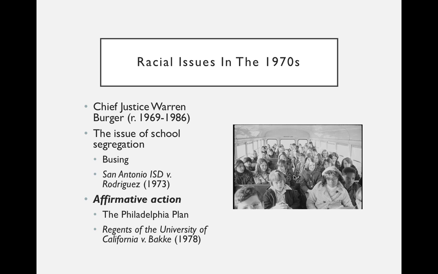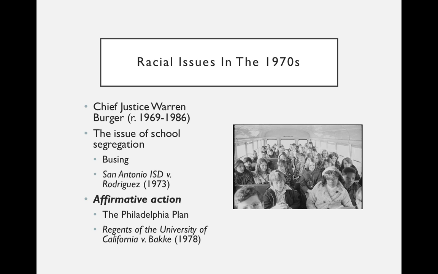San Antonio ISD versus Rodriguez, which was the case heard in 1973, questioned the legality of using property taxes because the result was very uneven funding. The Supreme Court ruled in a 5-4 decision that using property taxes to fund schools was not wrong. They argued there was nothing in the Constitution that required equity in school funding. So in other words, you could not compel, say, a suburban school district to revenue share with an urban school district to even out funding and resources. So the Supreme Court said, we recognize this is a problem, but the Constitution doesn't really say that it's illegal or unconstitutional.